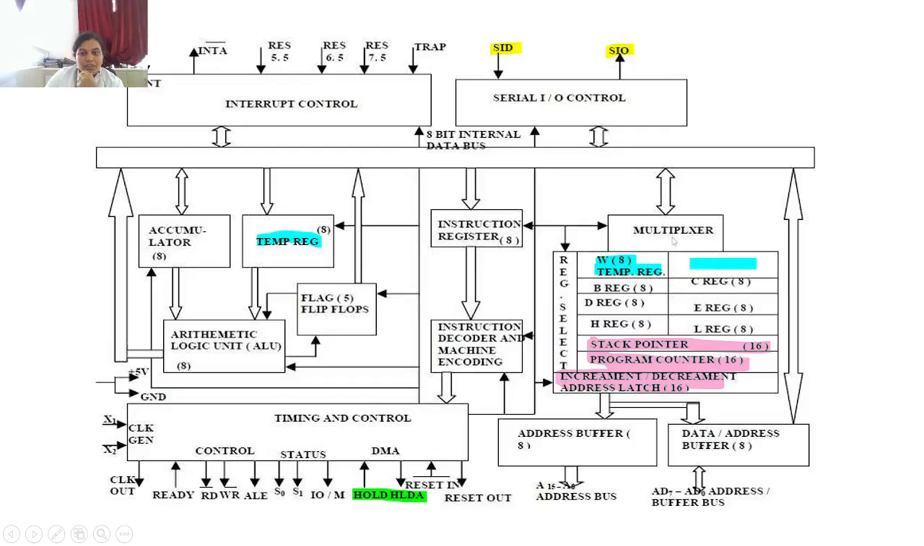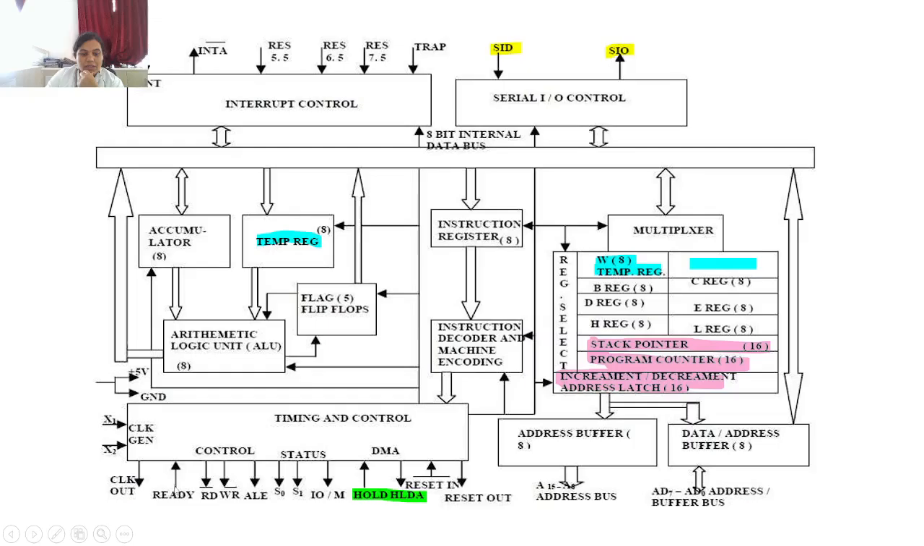After demultiplexing, it will move to the instruction register, then from the instruction register to the instruction decoder and machine encoding. All the signals are connected to the timing and control. We are using X1 and X2 as the clock generator. Between X1 and X2, we use a crystal oscillator for generating the clock signals, and then CLK out. Reset is used to reset the clock generator, and the ready signal is connected to the timing and control, because the processor and peripheral devices work at different speeds.